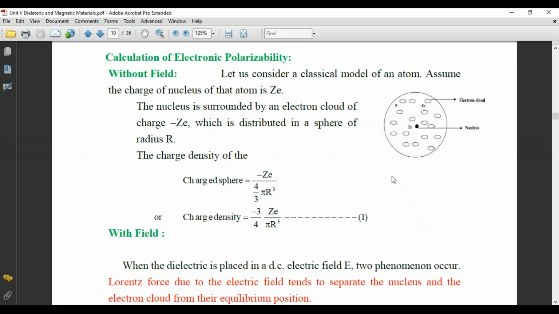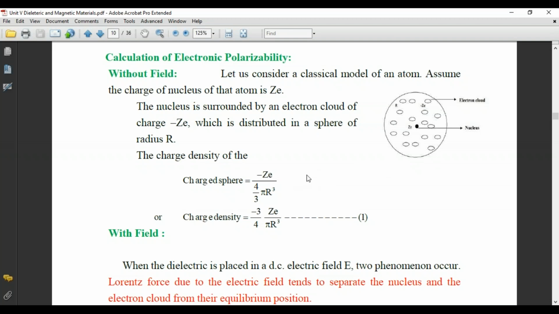Let us consider a model of an atom. The atom is surrounded by electrons, that is nothing but the electron cloud. So this is the electron cloud, this is the nucleus. First of all, you want to find out the charge density of the charged sphere. If you consider this as a sphere, first of all, you want to find out the charge density of the charged sphere. So you know the density formula, mass by volume.